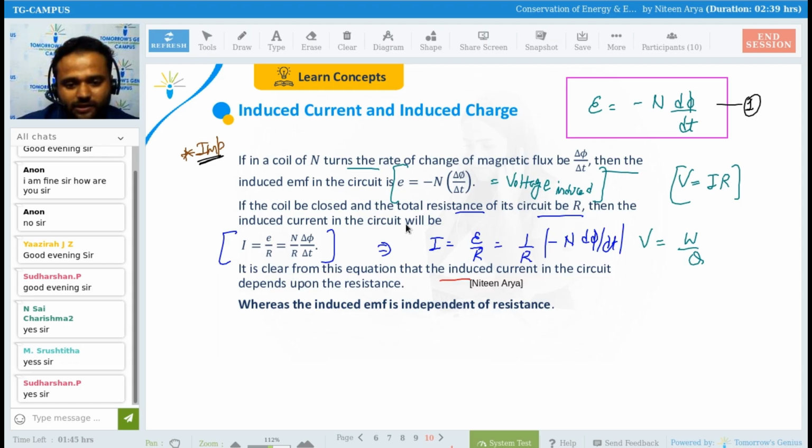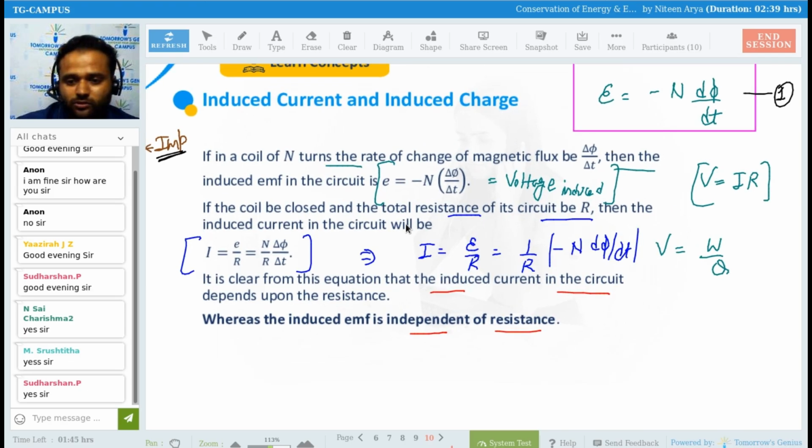So it is clear from this equation that the induced current in the circuit depends on the resistance, whereas the induced EMF is going to be independent of resistance. So I write down two formulas here, and both of the formulas are important. Formula number 1 and formula number 2, very, very important. Okay. Based on this formula, we're going to derive a little bit more, like power and so on.